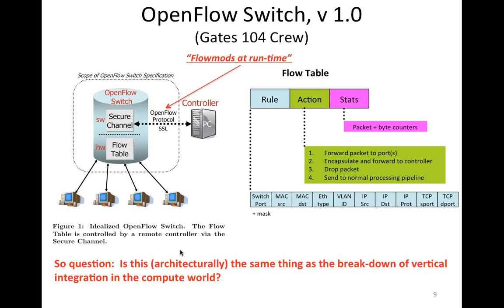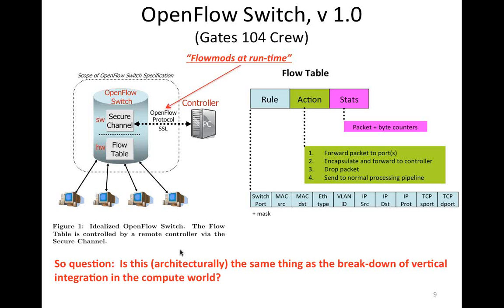The idea was you have an external controller. It somehow talked over a secure channel, although nobody ever used one. It wound up being just TCP, but the idea was a secure channel to an OpenFlow switch, which was essentially a TCAM, and I'll show that a little bit more. Remember that the programming of this TCAM, or the switch, is done by protocol messages called flow mods, flow modifications, and this is all done at runtime.